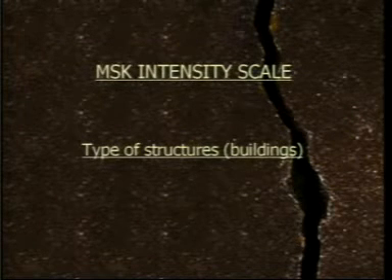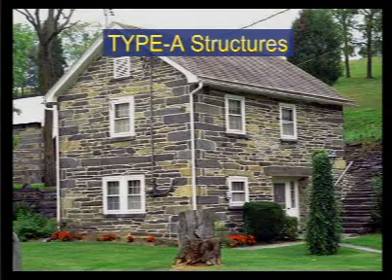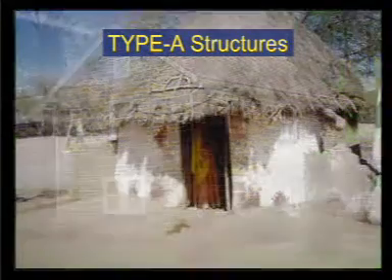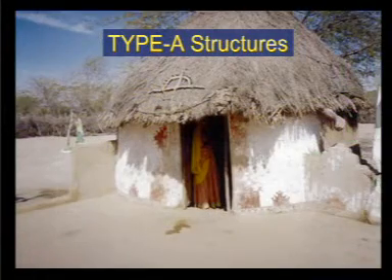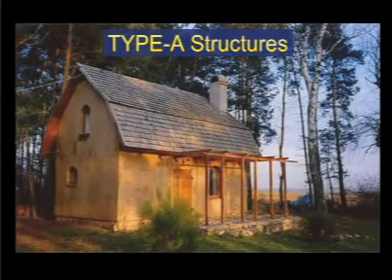In this scale, the types of structures are divided into three categories. The type A structures are the buildings of field stone, rural structures, adobe houses or clay houses. These types of structures you will find in most of the villages in India. So, that is why this scale is more useful for the Indian context.